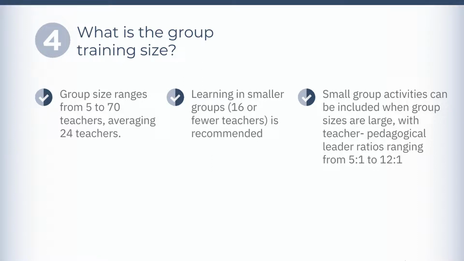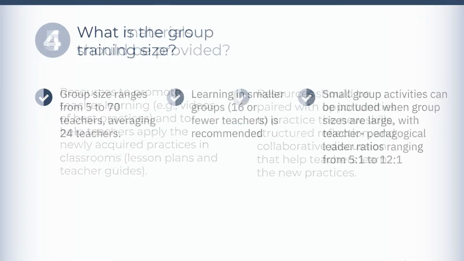In resource-constrained contexts in which setting up many small group trainings could represent a greater investment and logistical challenge, programs could keep a larger group size but include more opportunities for small group activities, with teacher-facilitator ratios ranging from 5 to 1 to 12 to 1.